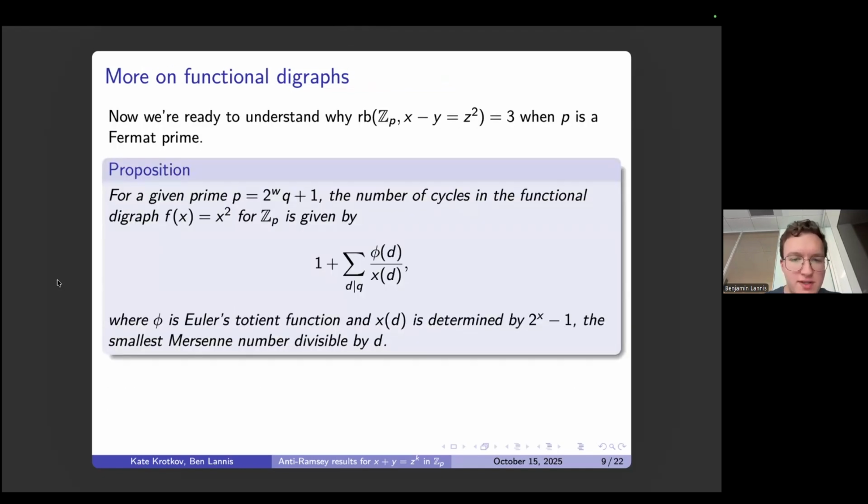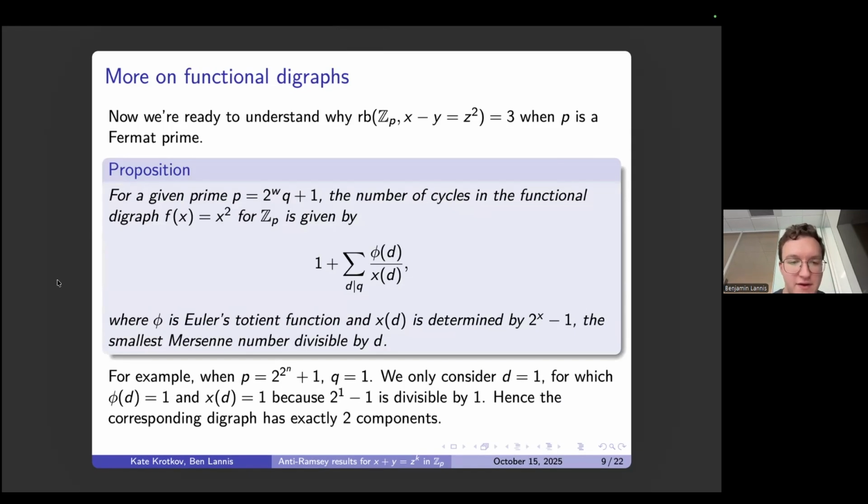So what does this expression mean? Well, first I should clarify that phi here is just Euler's totient function, and x of d is determined by 2 to the x minus 1, which is the smallest Mersenne number divisible by d. Recall that a Mersenne number is of the form 2 to the k minus 1 for k a positive integer.